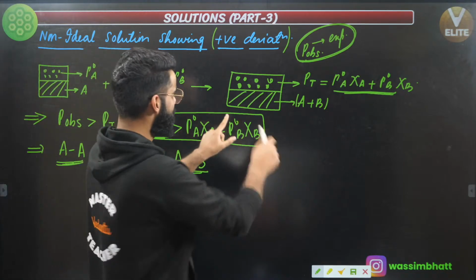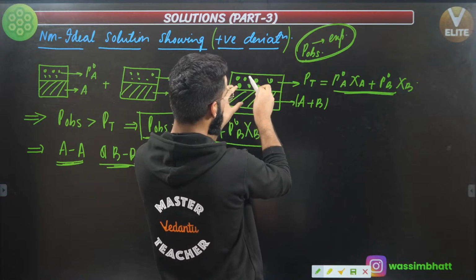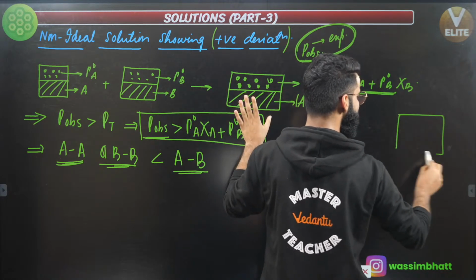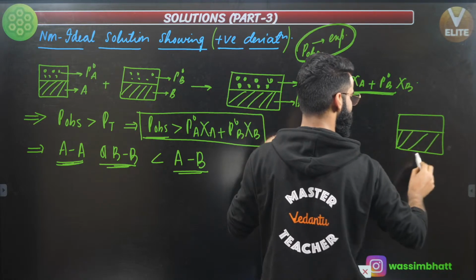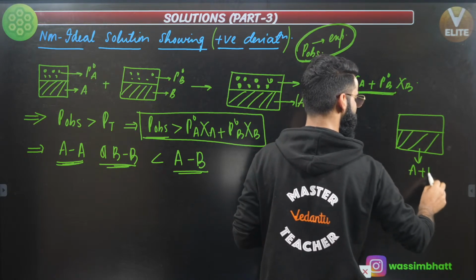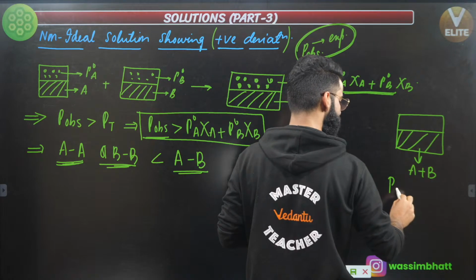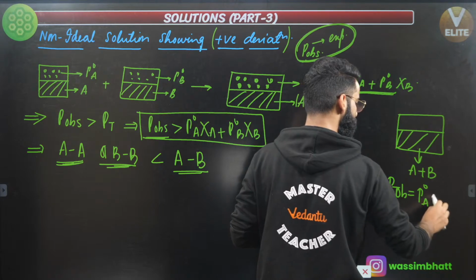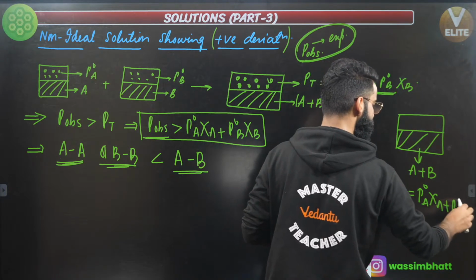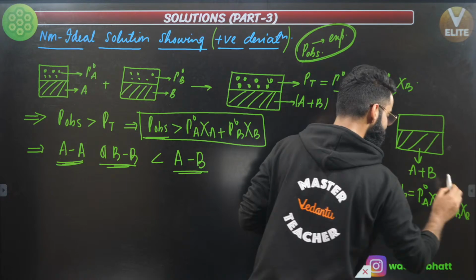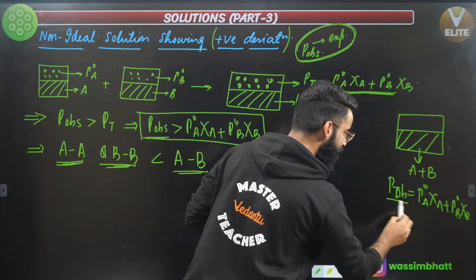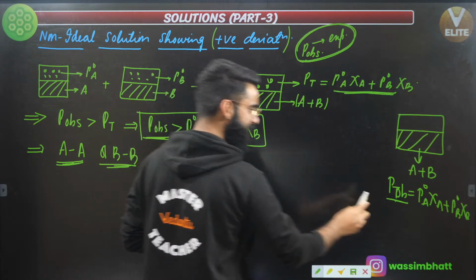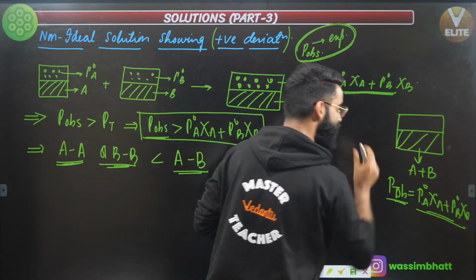See guys, it's simple. This is the solution which I got over here, which I'm calling a non-ideal solution showing positive deviation. For example, I'll be having an ideal solution right here. Let's say this is one ideal solution of A and B. If this is the ideal solution, the total vapor pressure, or you can say the observed vapor pressure of the solution, will be equal to P naught A chi A plus P naught B chi B, correct? This is the vapor pressure of the solution when this solution is ideal in nature.